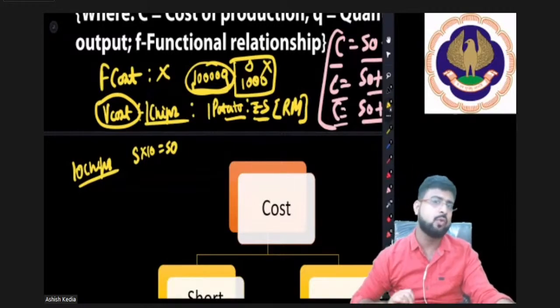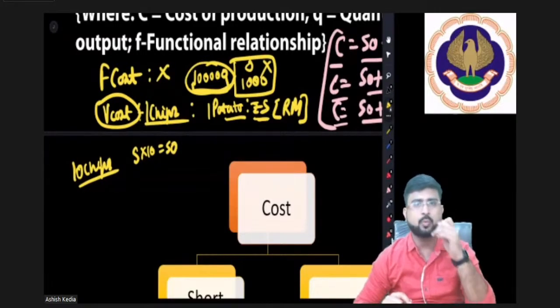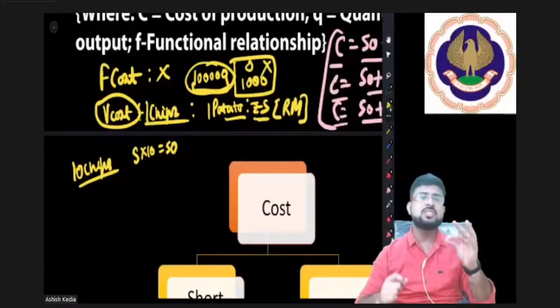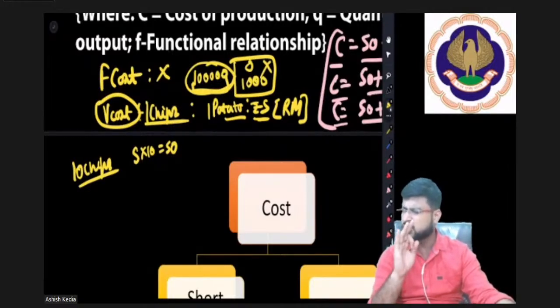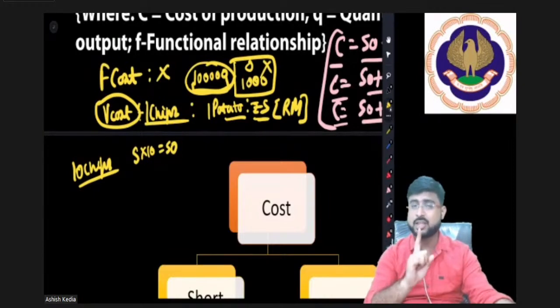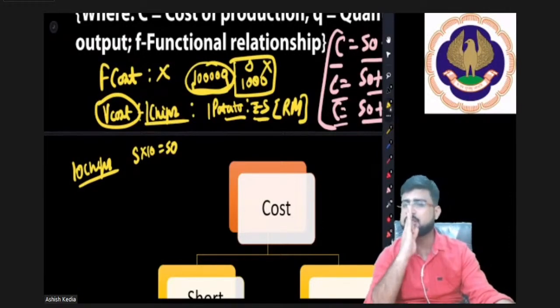I want each one of you to write down in the chat: variable cost changes with the output level, fixed cost doesn't change with the output level. Come on everybody, write it down in the chat box. Quickly. Does fixed cost depend on output level? No. Does variable cost depend on how many units are produced? Yes. Correct. Very, very good. Variable cost changes with output level.